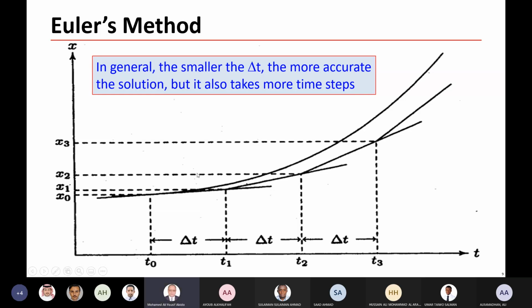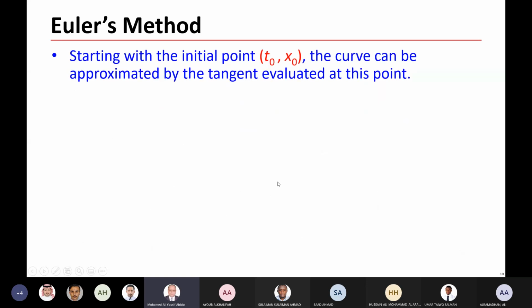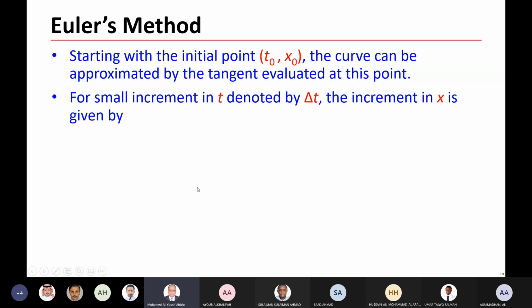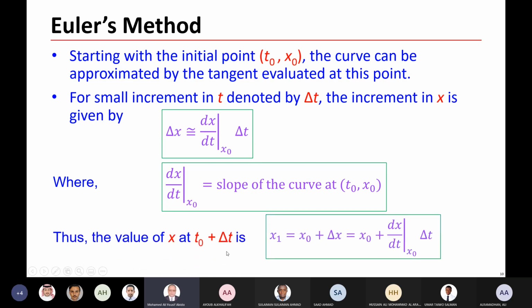So the solution is diverged, and starting with the initial point t0, x0, the curve can be approximated by the tangent evaluated at this point. For a small increment in t, denoted by delta t, the increment in x is given by delta x equal to f of x, or dx by dt calculated at x0, times delta t. So this is the slope at this point.